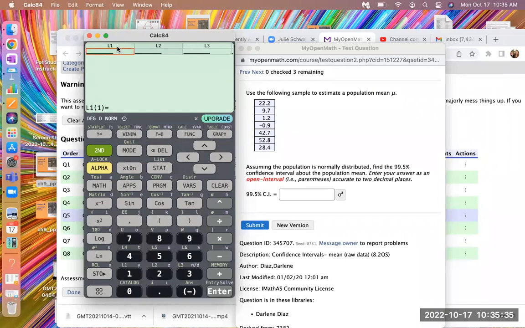But anyways, now I'm just going to put all my data in here, the 22.2, 9.7, 1.2, negative 0.9, 42.7, 52.8, 28.4.